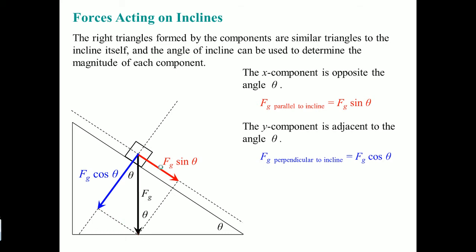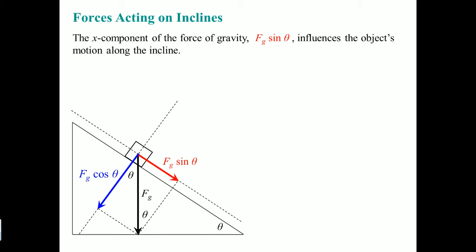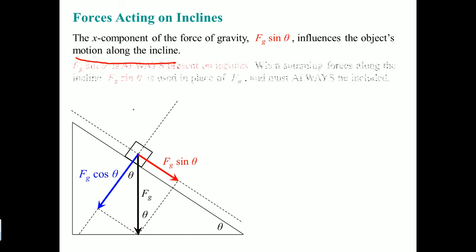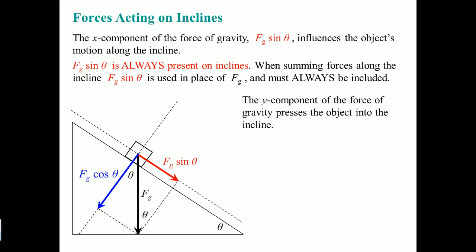Please understand here that the x component of the force of gravity is Fg sine theta. This is the x component of gravity, and it influences the object's motion along the incline. This is what's causing the object to slide. Fg sine theta is always present on an incline. Always present. It doesn't disappear. When summing the forces along the incline, Fg sine theta is used in place of Fg and always must be included.